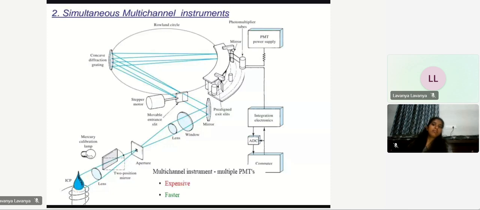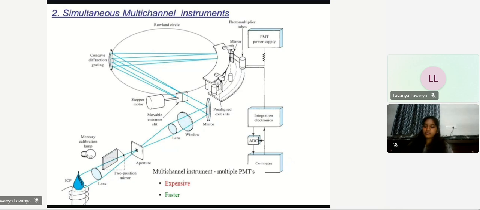So here we can see the simultaneous multi-channel instrument. First the lens is present, the flame is present, and a two position mirror is present. This is a complex instrument. It is expensive, but the emission happens faster.